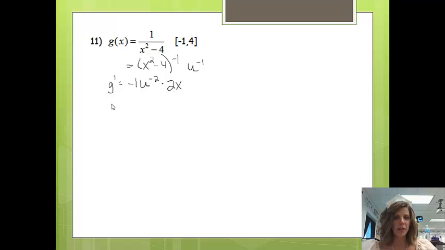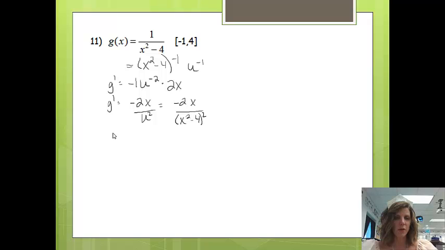And now I'm just going to rewrite this. Negative 1 times 2x would be negative 2x, and then the u ends up back on the bottom. And if I rewrite that one more time, putting my u back in, I've got x squared minus 4, squared.